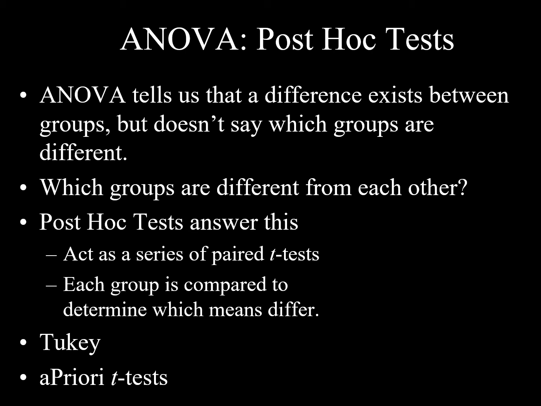Now, when we run an ANOVA, all it tells us is that it's an omnibus test telling us there's a difference somewhere within our IV. It doesn't say where that is. Which groups are different from each other requires a post hoc test. They basically act as a series of paired t-tests. Each group is compared to determine which mean is different.